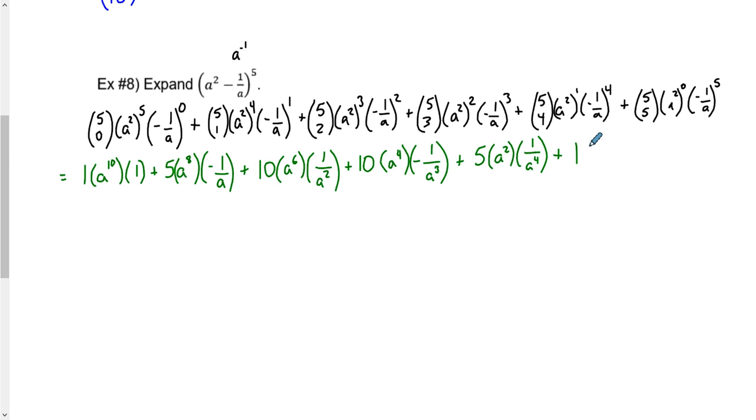And 5c5 is 1. a squared to the power of 0 is 1. And negative to the power of 5 is negative. 1 to the power of 5 is 1. a to the power of 5 is a to the power of 5.